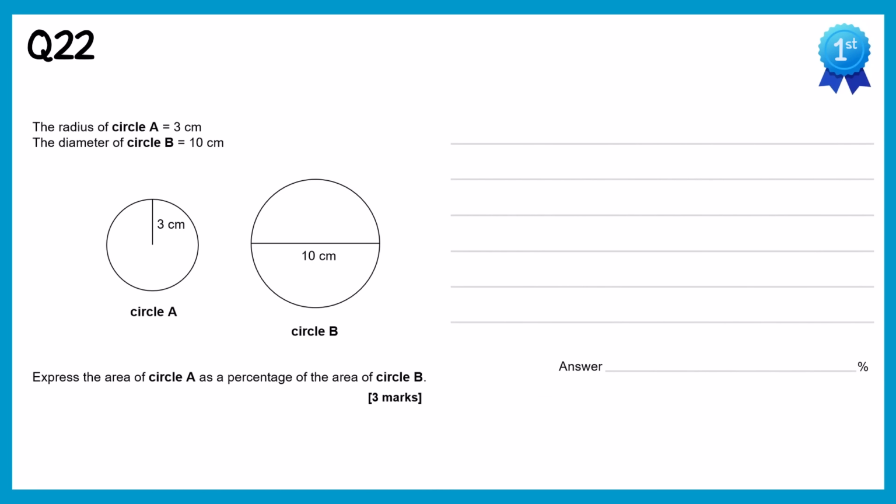For this question, we're going to express the area of circle A as a percentage of the area of circle B. So let's just work out the area of each of the circles first. To work out the area of a circle, you use pi times r squared, where r is the radius. The radius of the first circle is 3 centimeters, so we would do pi times 3 squared. 3 squared is 9, so if you do pi times 9, you get 9 pi.